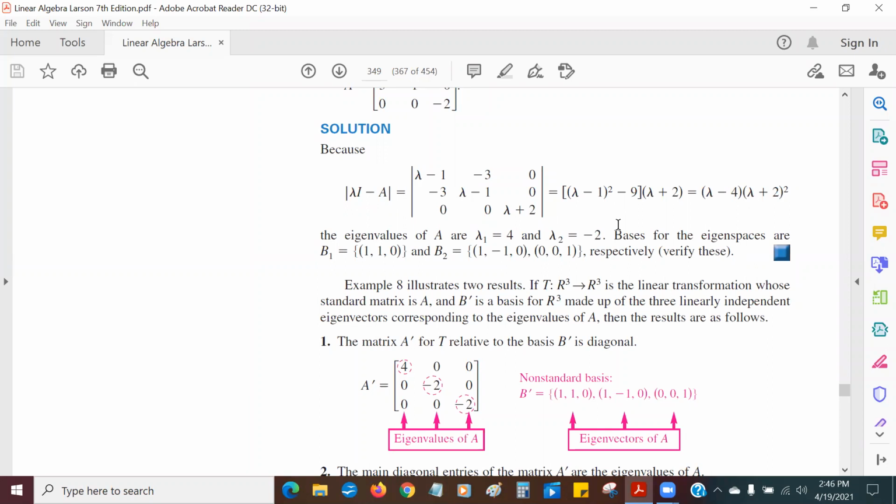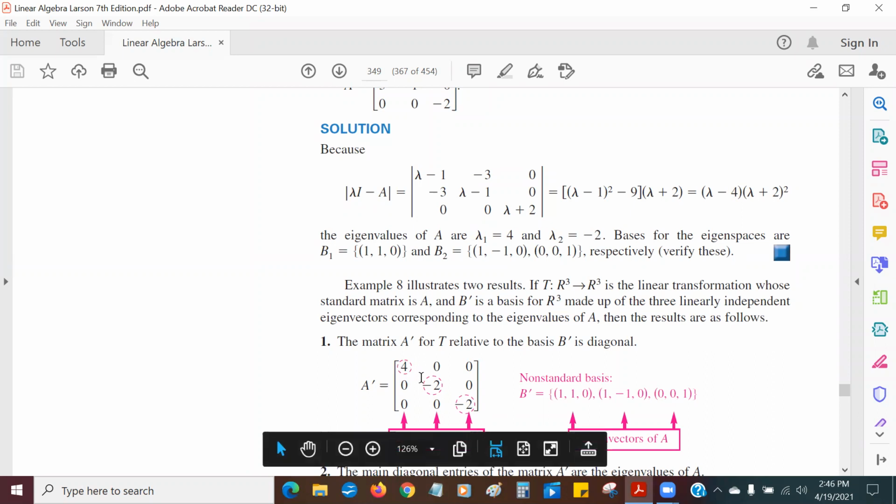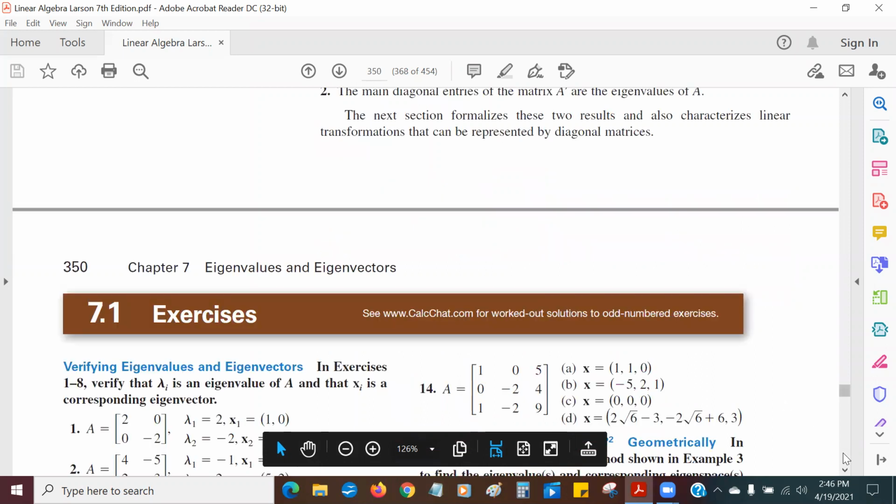And there you go. But you see that these guys here are the eigenvalues. These guys in here are the eigenvectors. That's really all I wanted to talk about.